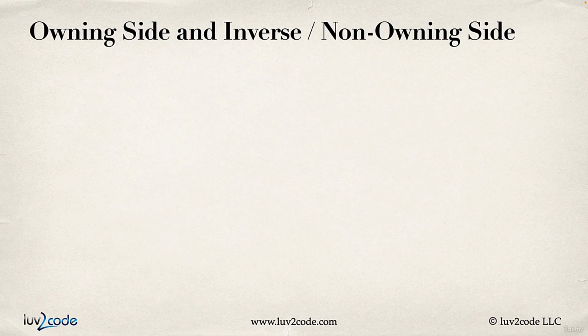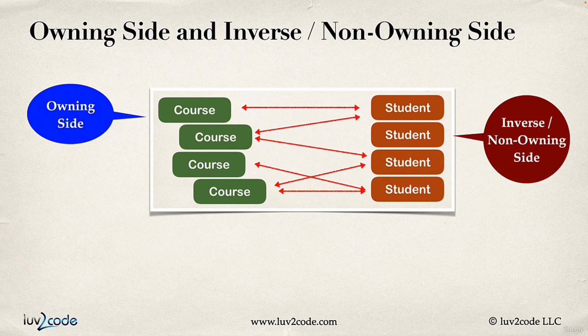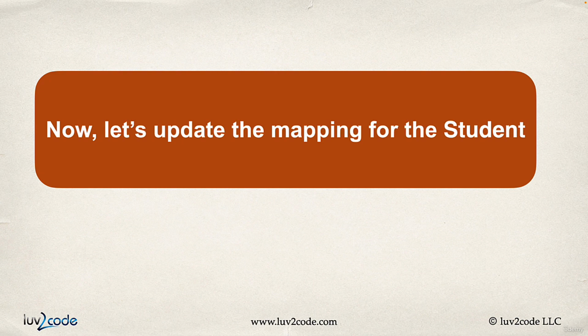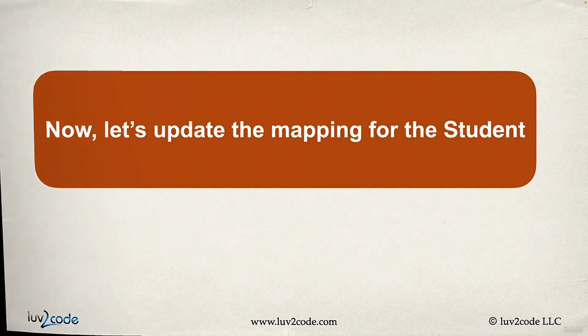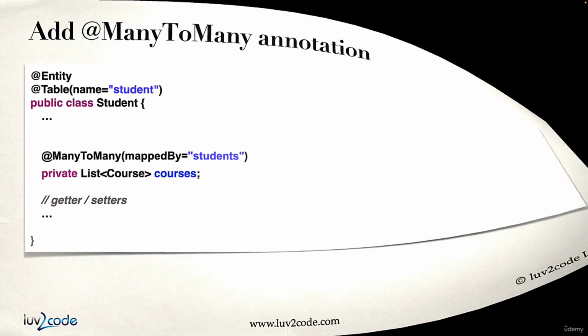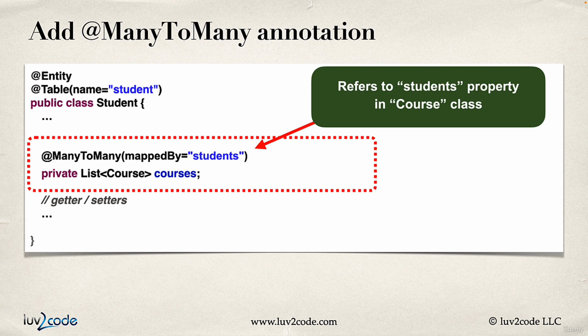And let's take a look at this with a nice diagram. So we have our course and student. So far we have the owning side of the course, and then the student is the inverse or the non-owning side. Now let's go ahead and update the mapping for the student. So in our student class, we have our private list of courses. And now what we'll do is we'll set up this many-to-many relationship. And then we have mappedBy equals students. Now here, students refers to the students property in the course class.